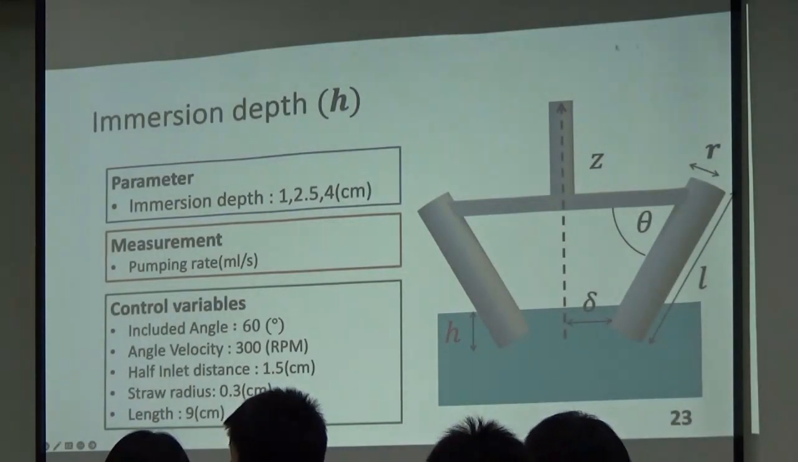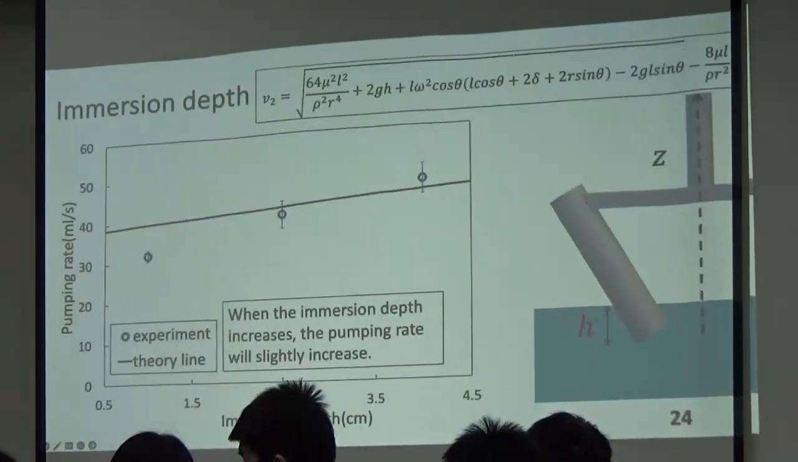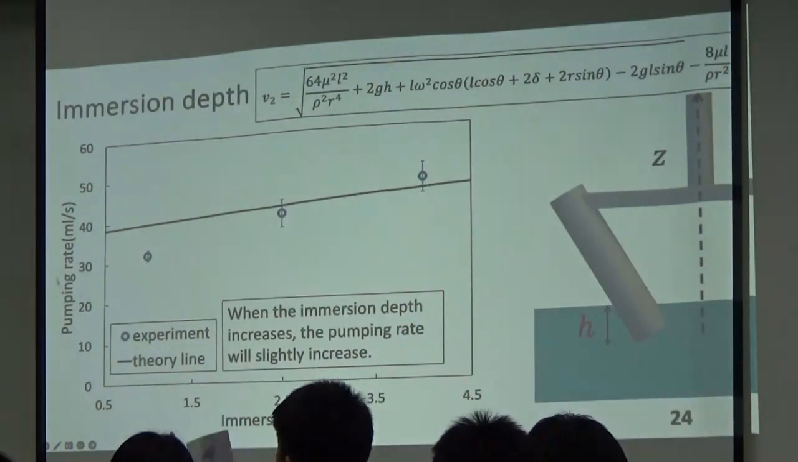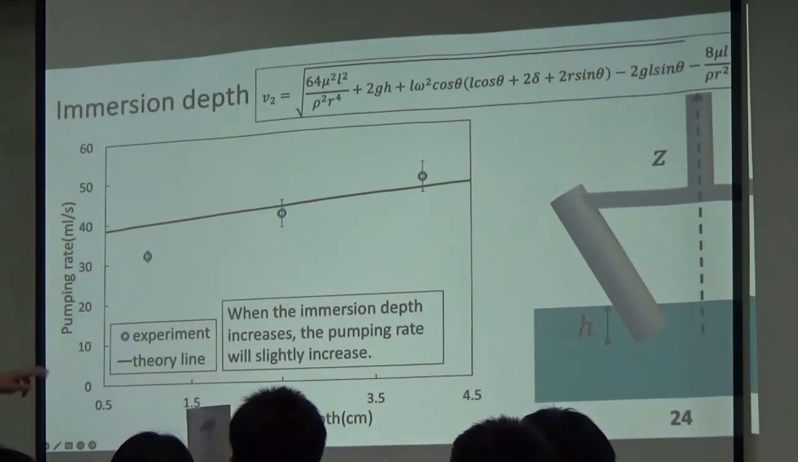And next is the immersion depth, which will be 1, 2.5, and 4 centimeters. And for the measurements, we'll also measure the pumping rate. And here are the control variables. And let's chart it: the x-axis is the immersion depth, and the y-axis is the pumping rate.